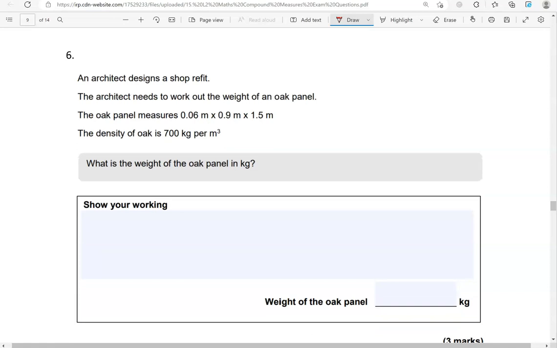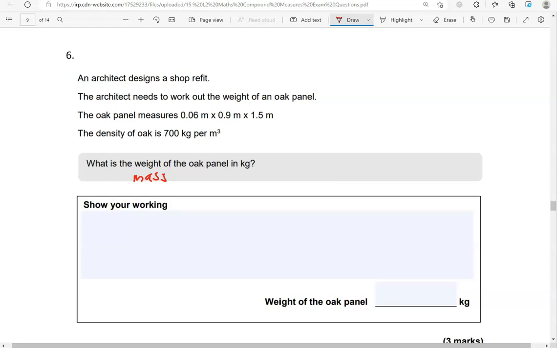An architect designs a shop refit. The architect needs to work out the weight of an oak panel. The oak panel measures 0.06 meters by 0.9 meters by 1.5 meters. The density of oak is 700 kilograms per cubic meter. What is the weight of the oak panel in kilograms? Show your working. So weight, that is mass, means the same thing.